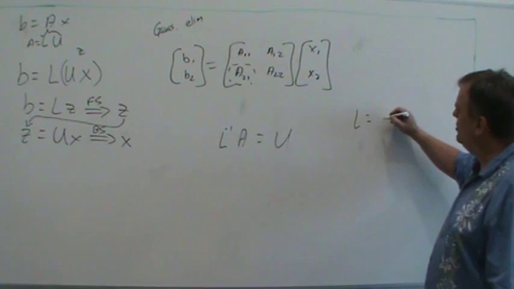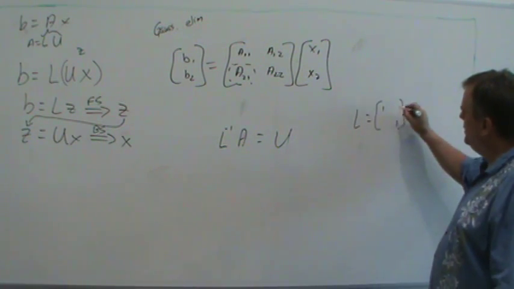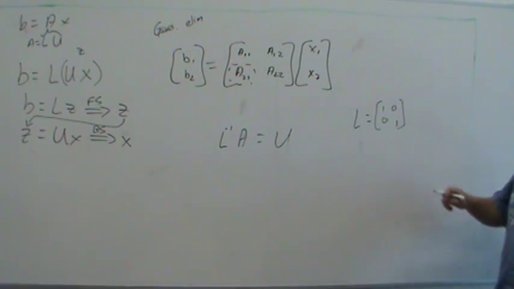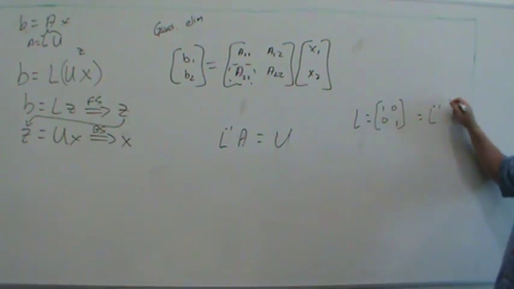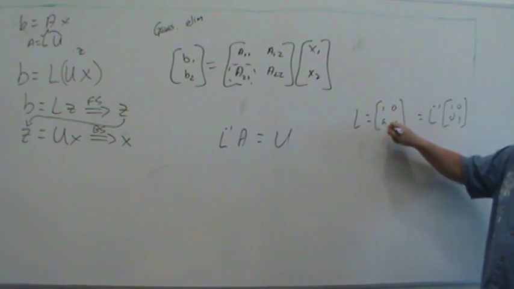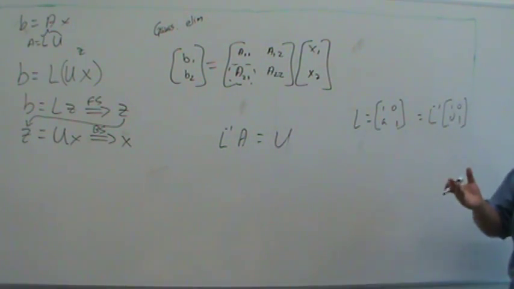Imagine I have an L that looks kind of like this. This is a lower triangular matrix, right? And its inverse is just itself. Now, imagine I had an A here. What would have to change here to make that work?